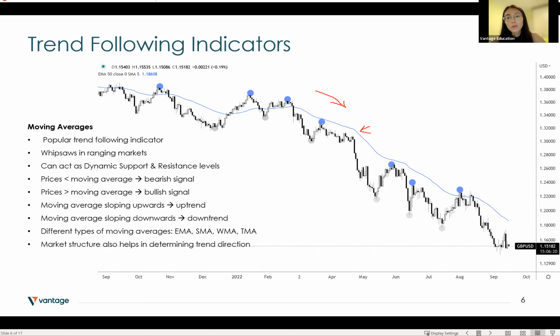So you can see that in a downtrend, this moving average would serve as, you can imagine it as, a descending trend line, but this trend line changes according to price.